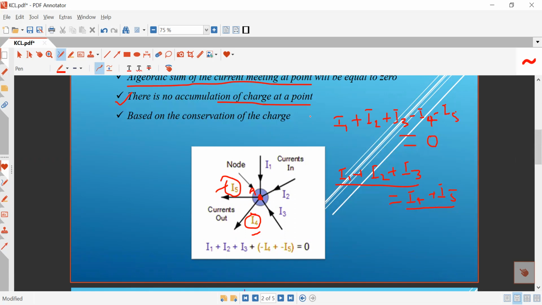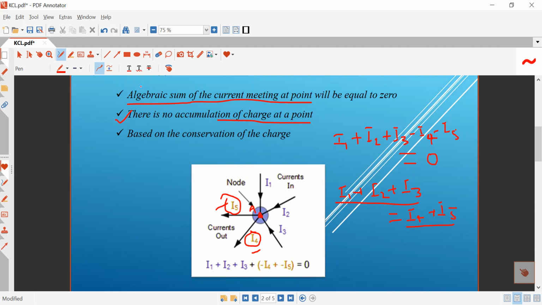And third, the total incoming current and total outgoing current are equal. It means charge is conserved here. So you can say this law is completely based on the conservation of charge. So this is the main statement of Kirchhoff current law, and based on this statement, you can derive these two statements. So in conclusion, you can say Kirchhoff current law simply says the total incoming current at a point will be equal to the total outgoing current. So this is Kirchhoff current law.